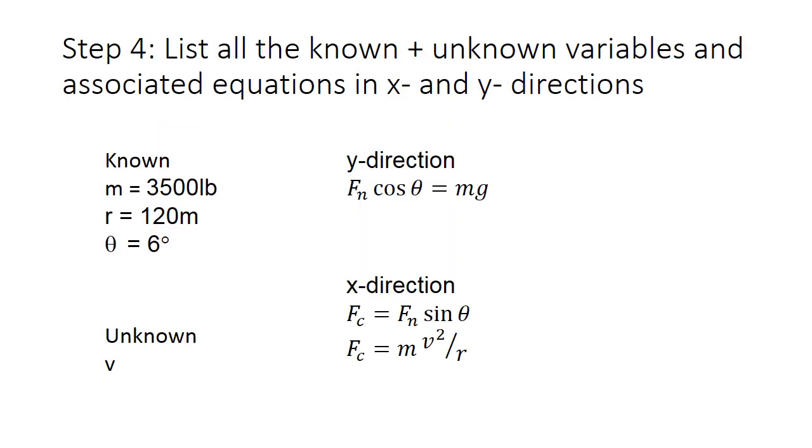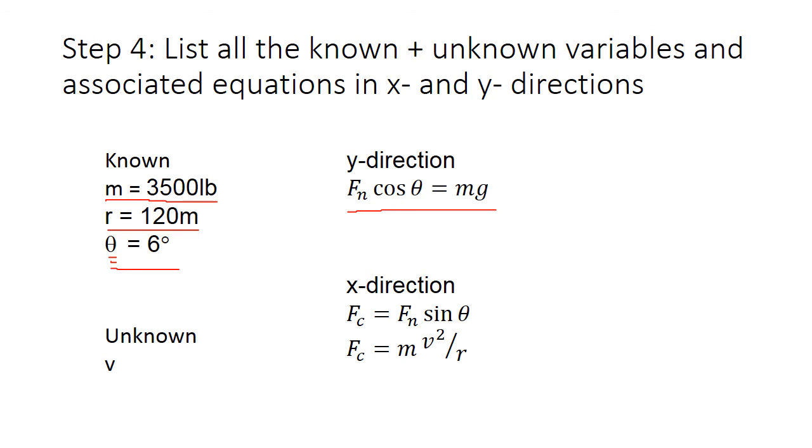Now, the next step is arguably one of the most important steps to solving any physics problem, and it is to list all the known and unknown variables and associated equations in both the x and y directions. So if we were to do this on this problem, we are given that mass is equal to 3,500 pounds, radius equals 120 meters, and the angle denoted theta over here with respect to the horizontal is equal to 6 degrees.